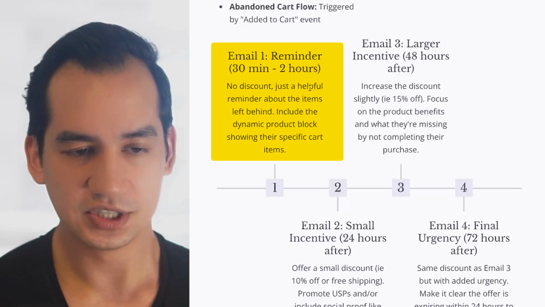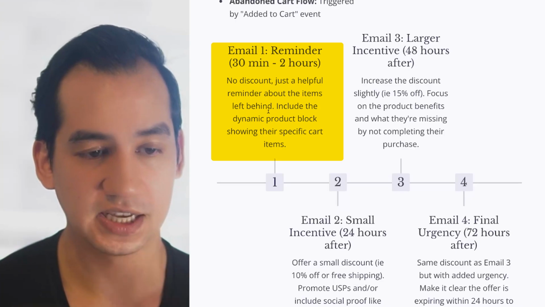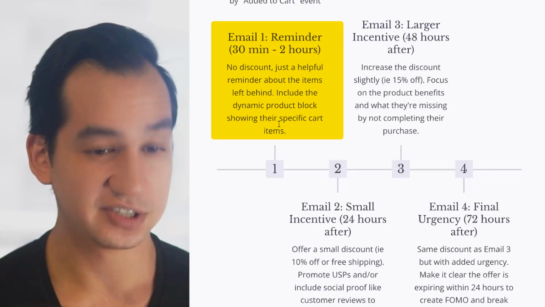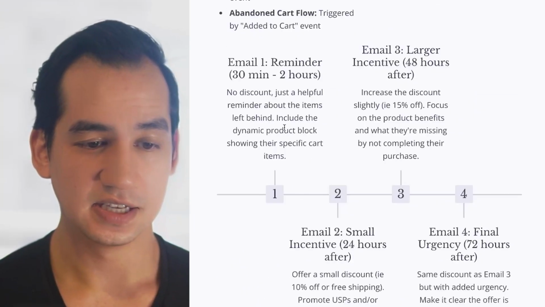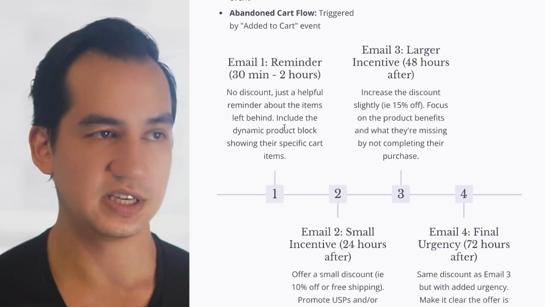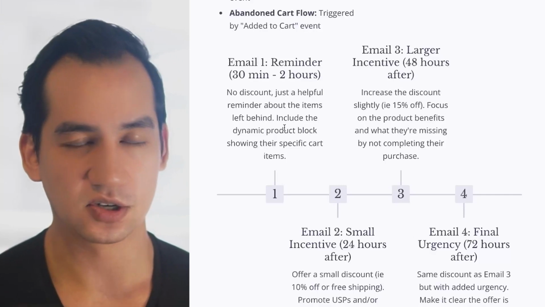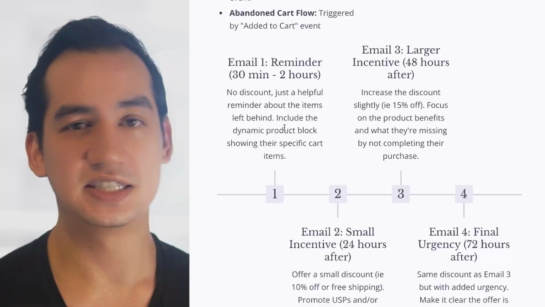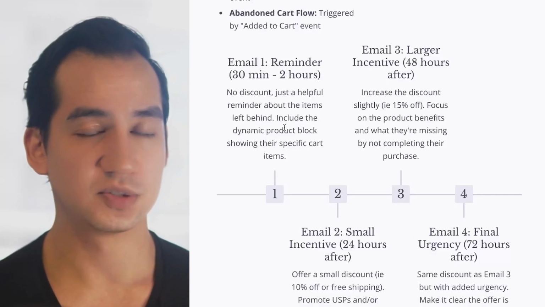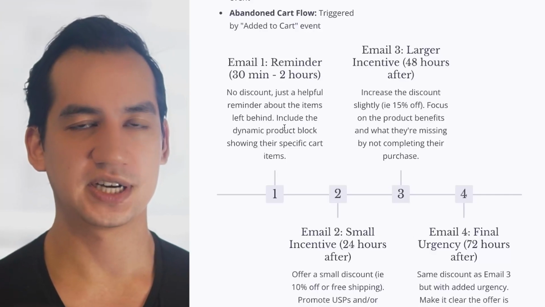You don't want to include a discount, just a helpful reminder about the items that they left behind. Include the dynamic product block showing their specific cart items. And the dynamic product block is going to be different for each of the flows. It's going to be different depending on if it's the cart flow or checkout flow, as well as the CTA destination, which is going to be the /cart page for most brands on the cart flow and /checkout on the checkout flow.